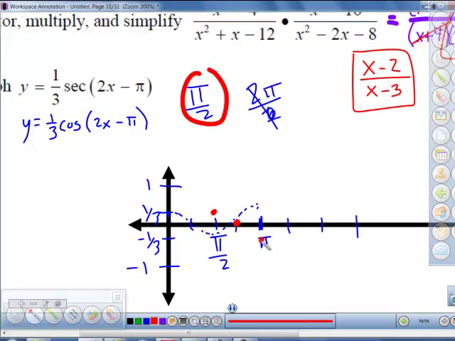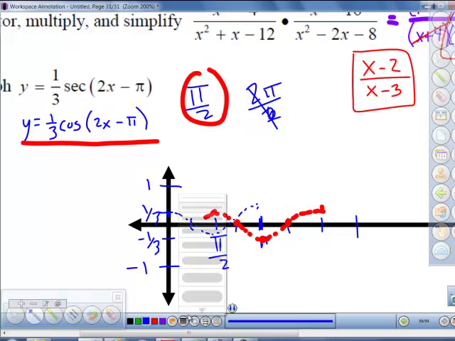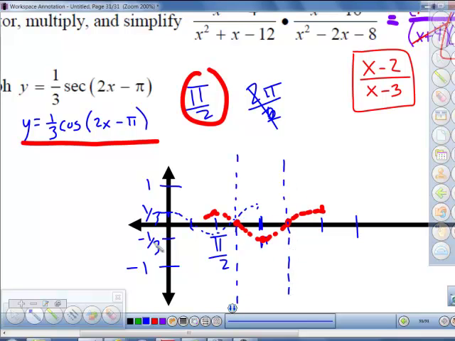This point I have to shift right here, and this point over here, and this point over here. Okay, so this is the cosine graph. That's what we just graphed right here. Now to graph the secant, all we're going to do is put the asymptotes at 0, and then do the parabolas at the maximum and minimum points.